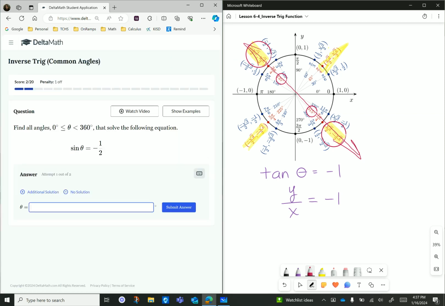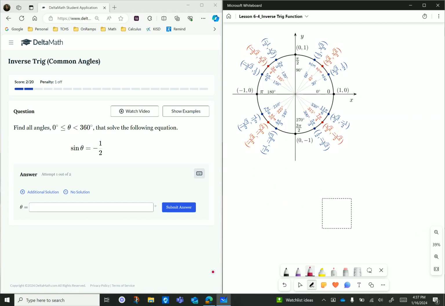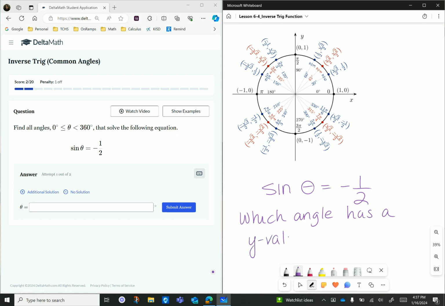Let's see if we can get another one other than tangent. Okay, so let's try the sine of theta equals -1/2. So the sine of theta is equal to -1/2. So you are asking, in essence, which angle has a y value of -1/2? Okay, which angle? Because you're looking for theta.